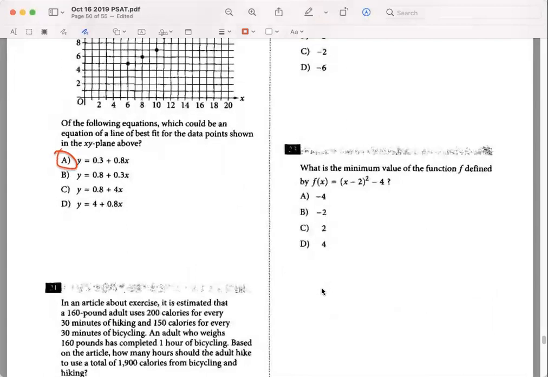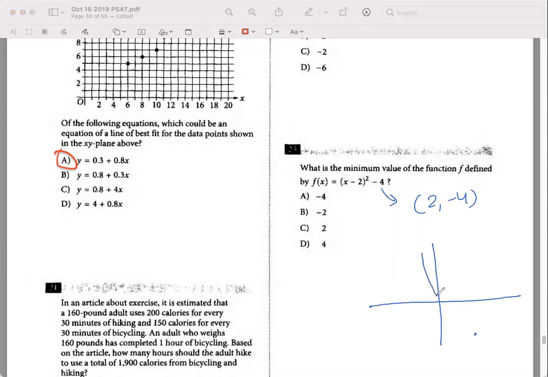What is the minimum value of the function defined by this? I can see that this is a parabola given to me in vertex form, and the vertex of this parabola would be 2, comma negative 4. So the parabola has a vertex of 2, comma negative 4. The minimum value of the function will be negative 4 because that's the vertex and that's the lowest point. So the answer is option A.